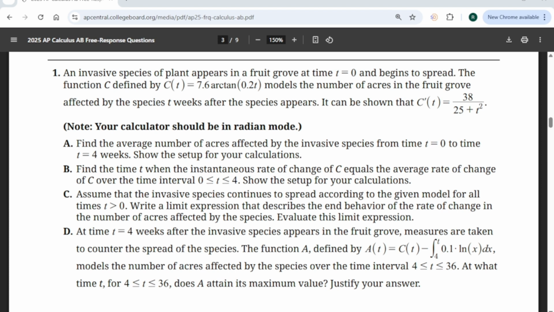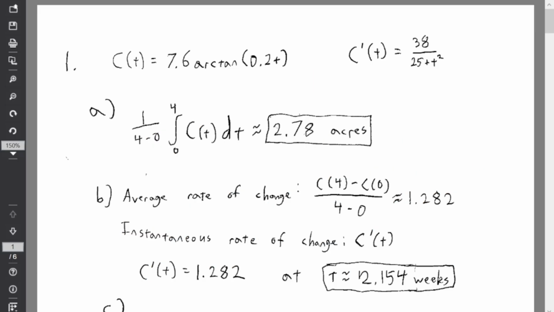So for the average number of acres affected, well, the number of acres affected is C of t. So if we're finding the average of C of t, then we're going to use our average value for C of t, which would be 1 over b minus a times the integral from a to b. So 1 over 4 minus 0 times the integral from 0 to 4 of C of t. We're using C of t because that is the amount function that we're finding the average value of. And then put that in the calculator, and we get our answer of 2.78.